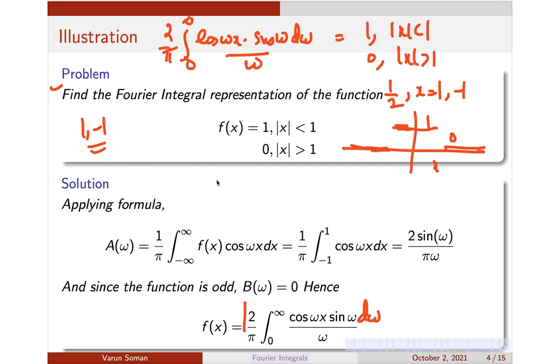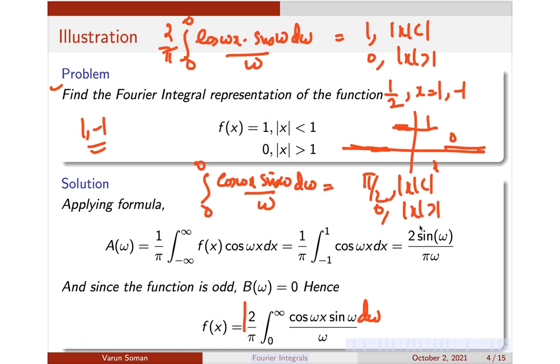Can you show that the integral from 0 to infinity of cos omega x sin omega by omega d omega is equal to, I'm just taking 2 by pi out on the RHS, pi by 2 where mod x is less than 1, 0 if mod x is greater than 1, and 1 by 2 if mod x is equal to 1. So they can ask you like that also. The question can be rephrased like this. So you will be asked to show a particular integral is equal to this one.